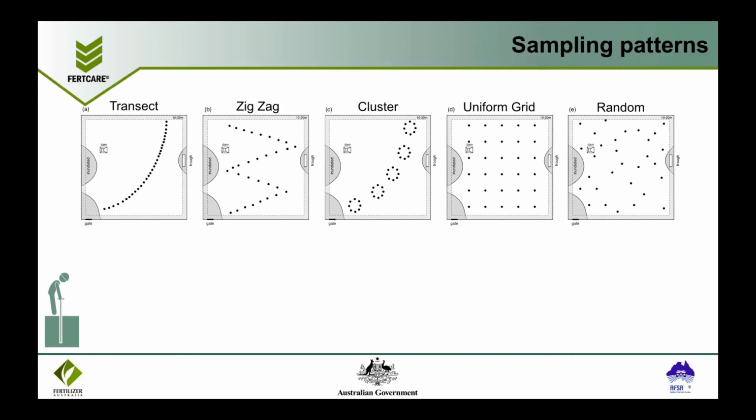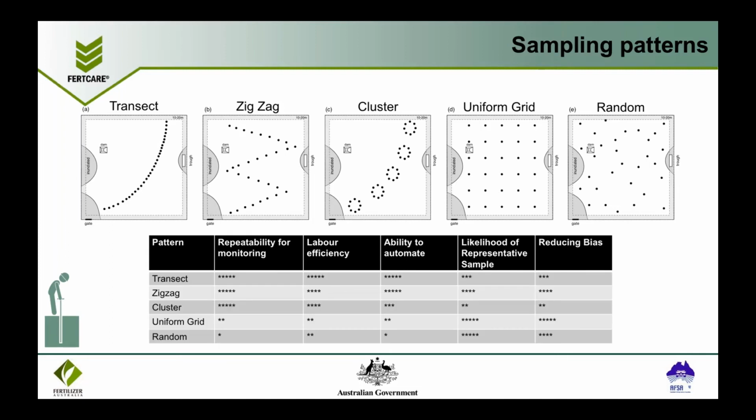There's a number of sampling patterns that you might consider to use, and those sampling patterns have a range of attributes. But what we're showing here is some common patterns that are used. So transect, zigzag, cluster, a uniform grid, or random sampling. But in each of these cases, we're careful to avoid areas such as within 10 to 20 metres of fence lines, keeping away from gates and troughs.